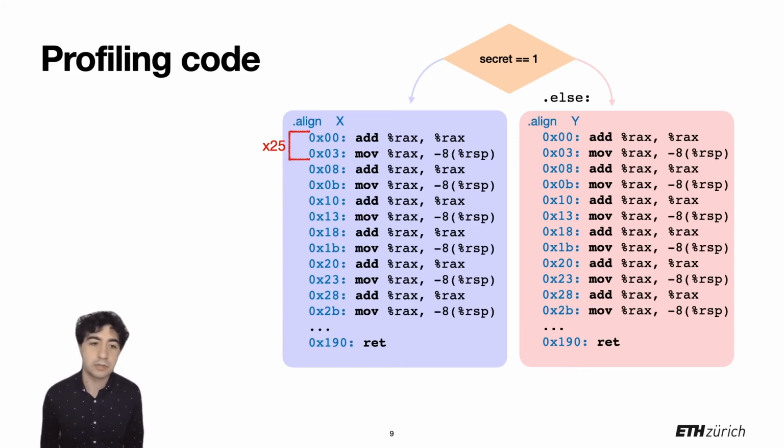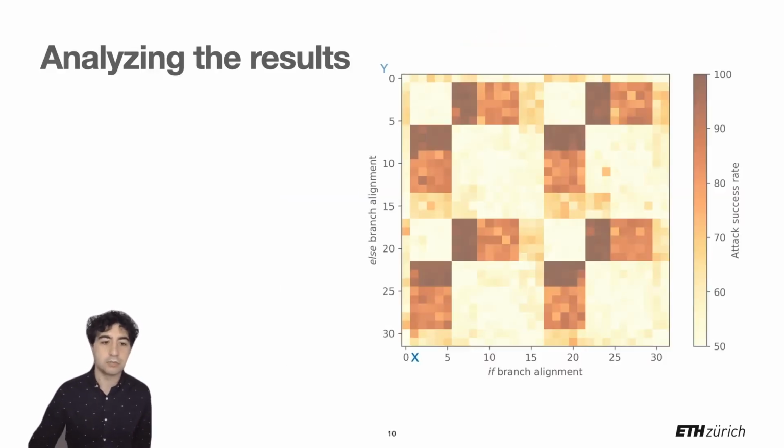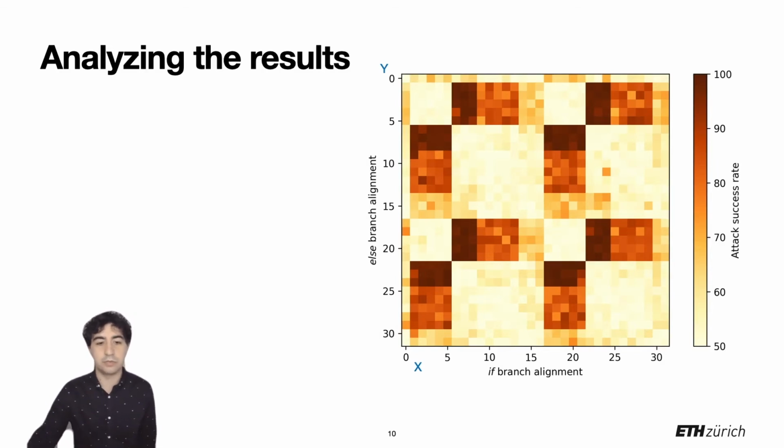And with alignment X, for the if branch, I mean that the first instruction, the addition, will start at an address that ends with X. So if X is 5, the valid starting addresses could be 15 or 25, but not 26. Now, with this in mind, I'm going to show the results of the attack, where we have the various alignments of the if branch on the x-axis and the alignments for the else branch on the y-axis. And darker colors represent higher success rates in this heat map.